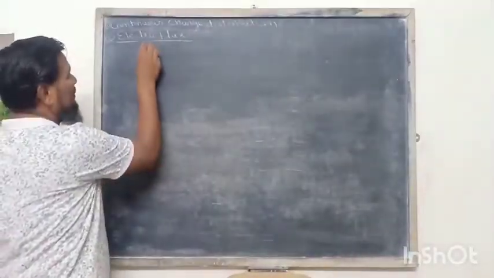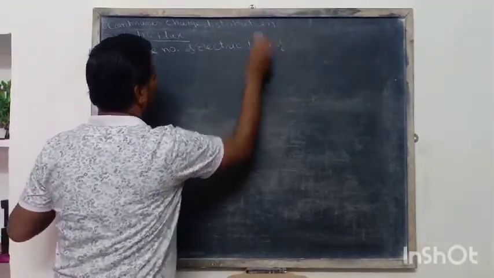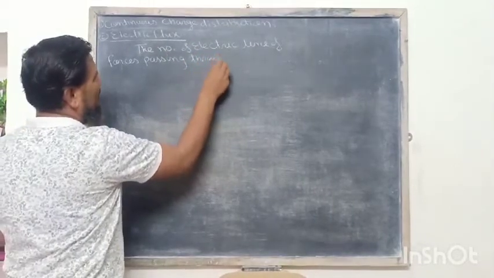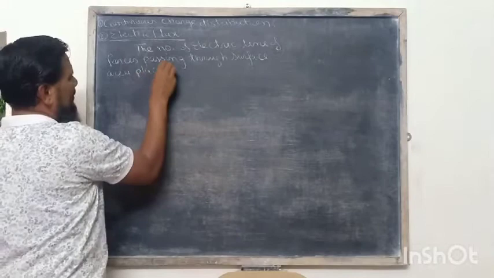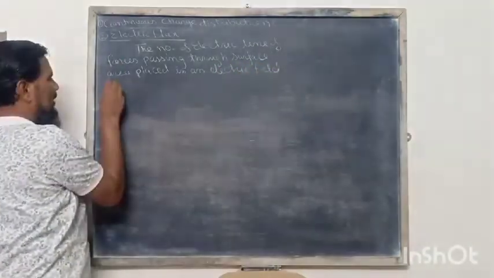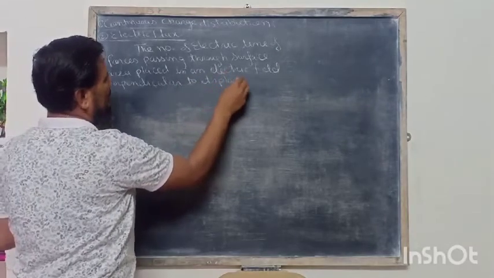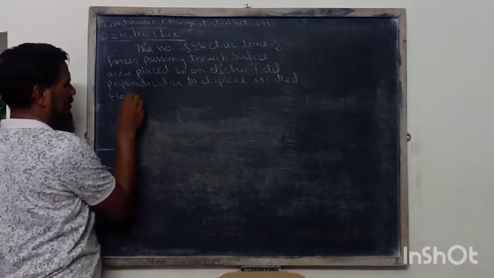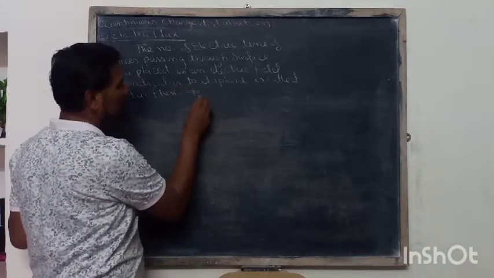So the definition of electric flux is: the number of electric line of forces passing through a surface area placed in an electric field perpendicular to its plane is called electric flux, and it is denoted by the symbol phi e.